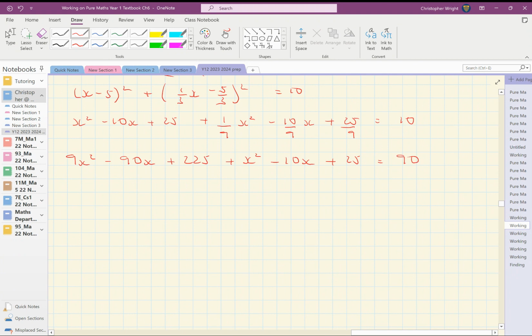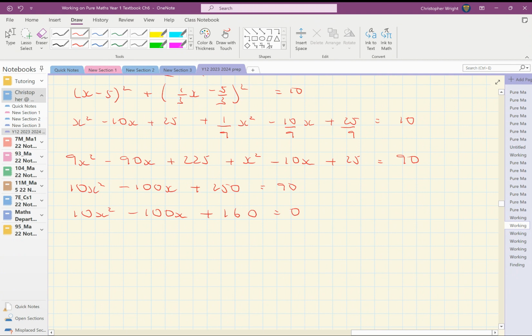Tidy up the left hand side. 10x squared minus 90x minus 10x, minus 100x, plus 225 plus 25, which is 250, equals 90. This is a quadratic equation. Set it equal to 0 by subtracting 90 from both sides. And now let's see if we can factorize it to solve for x.